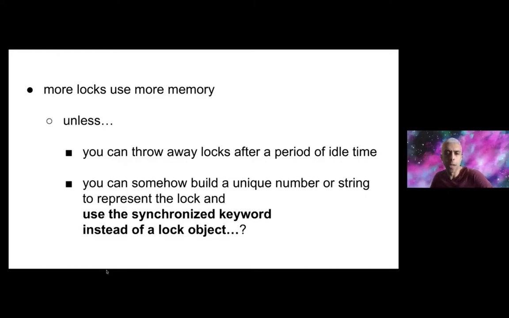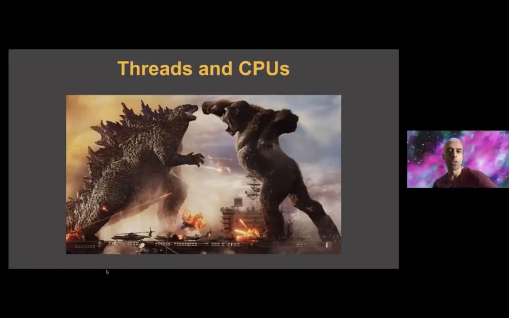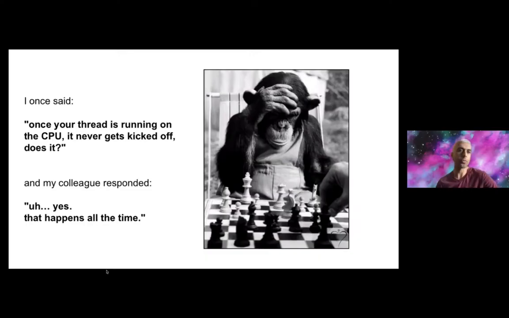Another option here, and I'm not totally sure that this would work, but I think if you had a way to build a unique number or string from your key, if you're doing videos, video/ID, you could maybe just use the synchronized keyword around that and use that as your lock. And you would still have that string object, but you wouldn't have to create a lock object for every one of your locks. So let's move on to the next topic, which is threads and CPUs.